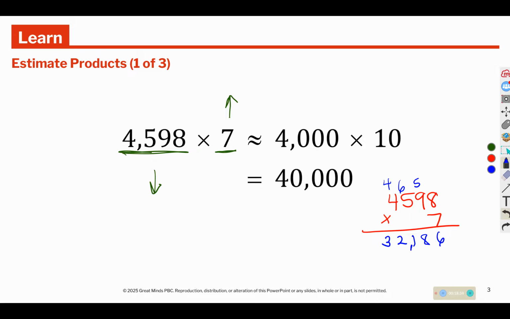So we approximated, or Tara approximated, that it is 40,000, but the actual answer is 32,168. So this may not be the best answer because we have approximately 8,000 away. What's another way that Tara could approximate this and get a little bit closer?